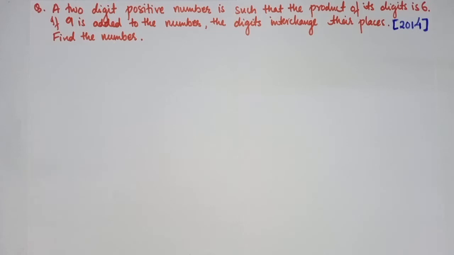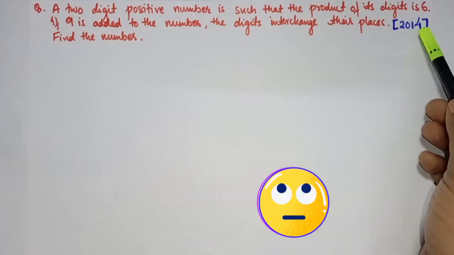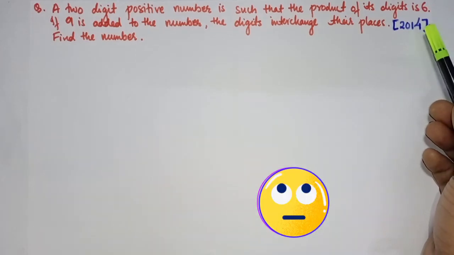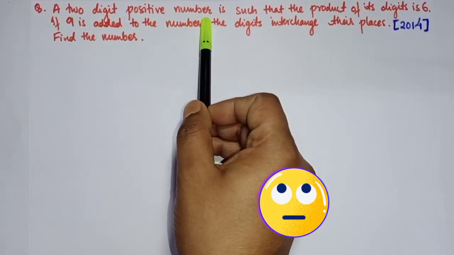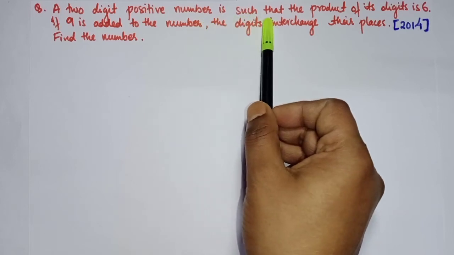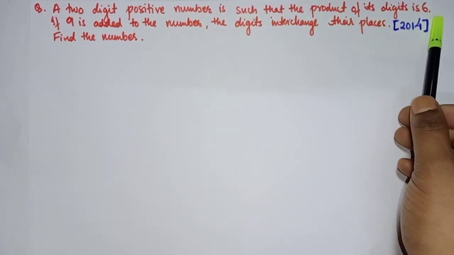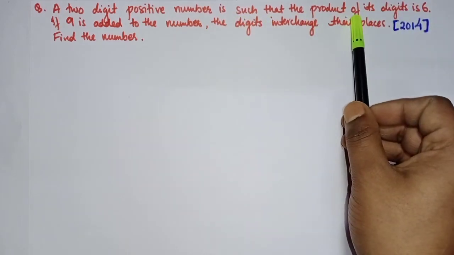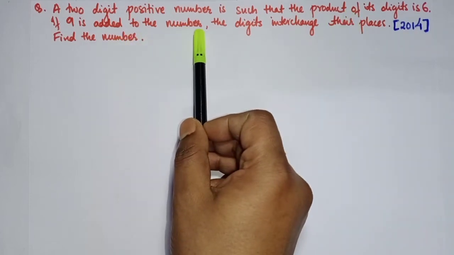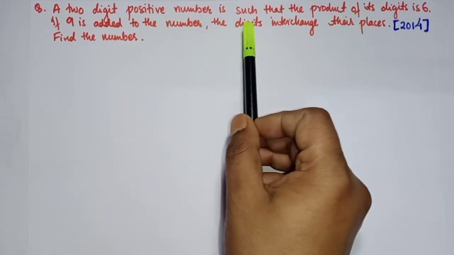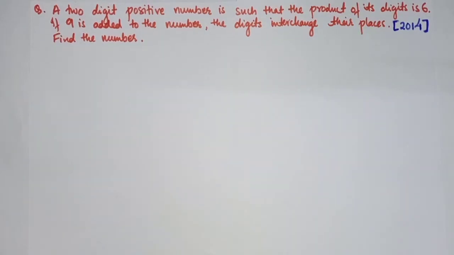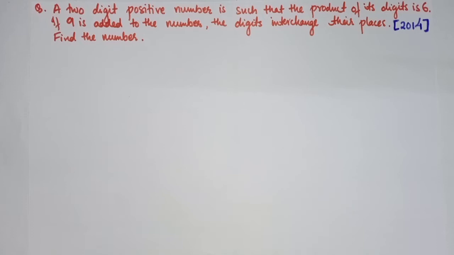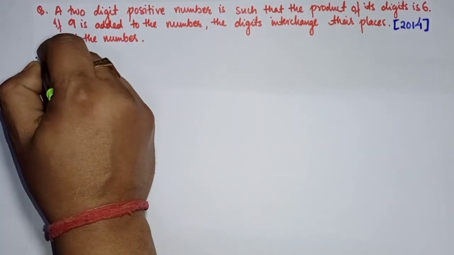So here we have another very important question. You can see it's 2014. What is given in this question is that we have a two-digit positive number such that the product of its digits is 6. Product means multiplication. If you add 9 to that number, the digits interchange their places. So find the number. Obviously we don't know the number, so let the number be the solution.